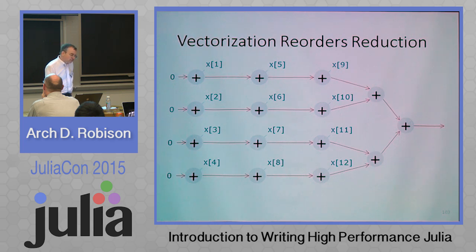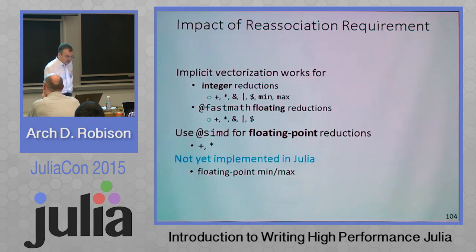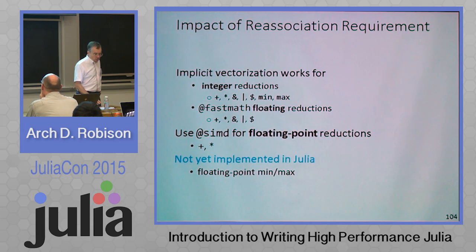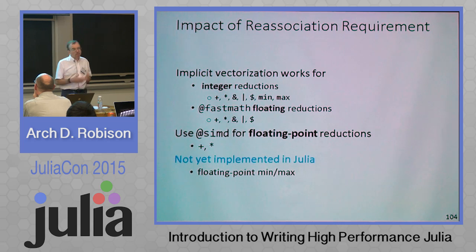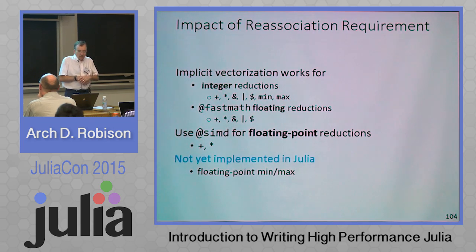But as a programmer, you really don't care about those details. What you care about is the impact of the reassociation requirement. The impact is that for implicit vectorization, where the compiler is automatically going to do it for you, it's going to work for integer reductions just fine. It's going to work for fast math floating point reductions fine, because fast math has said, go ahead.